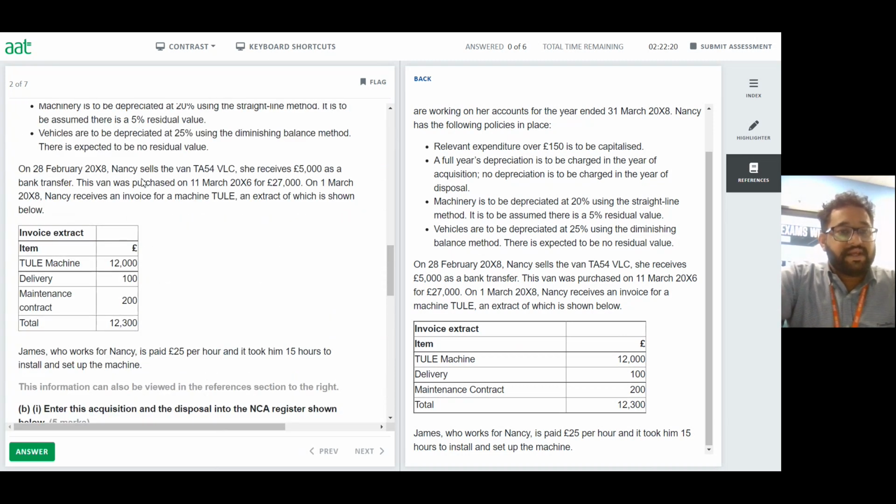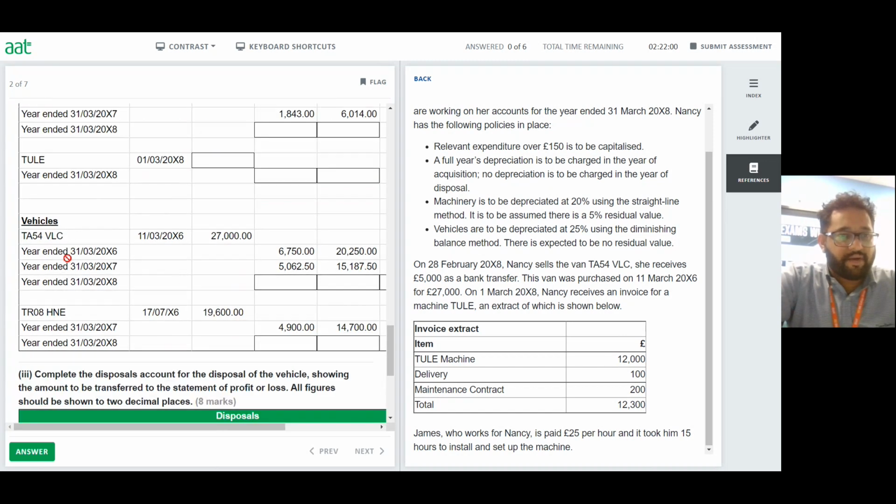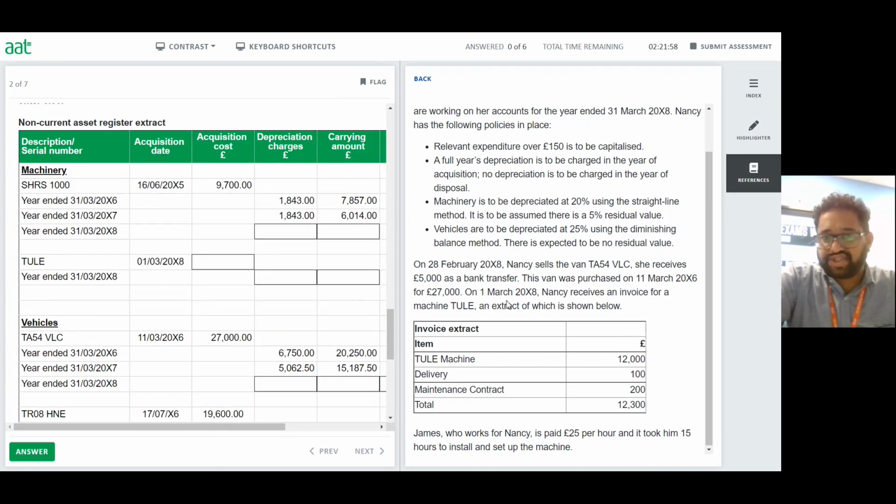So let's see what we're going to do about this non-current asset. She received 5,000 as a bank transfer. The van was purchased on 11th of March 2016 for 27,000 pounds. So this was initially bought at 27,000 pounds. That is the van right behind here. If you look at the question, the van was bought on 27th March 2016, and as you see here, it's been depreciated accordingly.